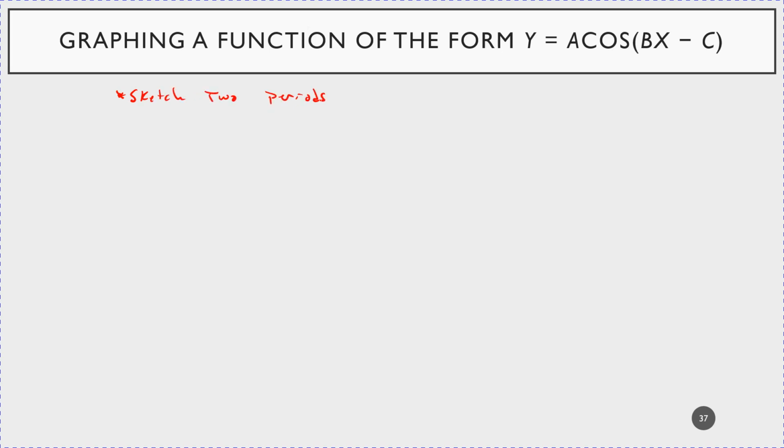So we're going to sketch 2 periods of y is equal to, this one, it looks crazy, but it ended up being not too bad. Cosine of 1/2 x plus pi over 2.